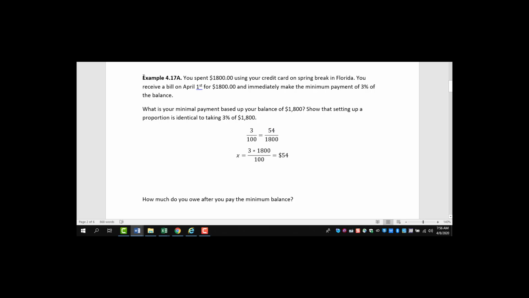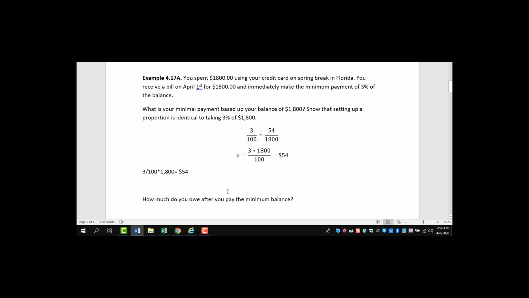Now, another way of doing it is just simply saying, okay, I'm going to pay 3% of $1,800. And you can do it in one step that way, and you're going to get the same answer, $54. This is very simple. This is identical to what we did in chapter 2 and 3. Take a part of the whole. We did it with number lines.